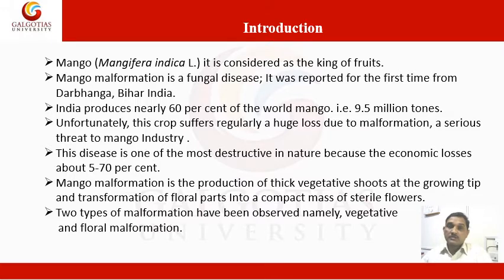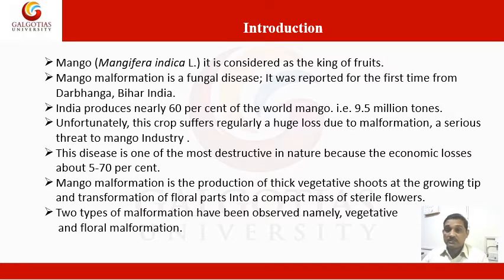Now, about mango malformation. As you know, the mango is the king of fruits. Mangifera indica is also considered the king of fruits. Mango malformation is a fungal disease. It was reported for the first time from Darbhanga, Bihar in India. India produces nearly 60% of the world's mango, about 9.5 million tons.